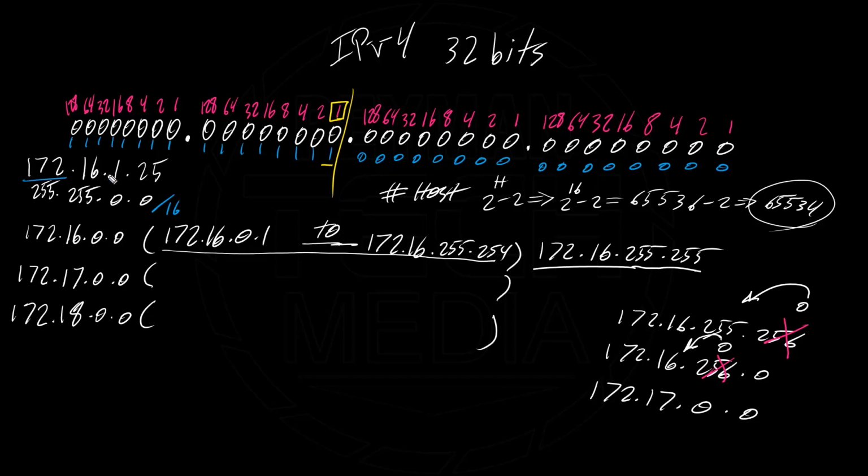Now this IP address that they gave us, 172.16.1.25, it basically falls into this range, the 172.16.0.1 to 172.16.255.254. It's in here. So the network address would be 172.16.0.0 for this IP address. So this was one example of using Class B default subnet mask.